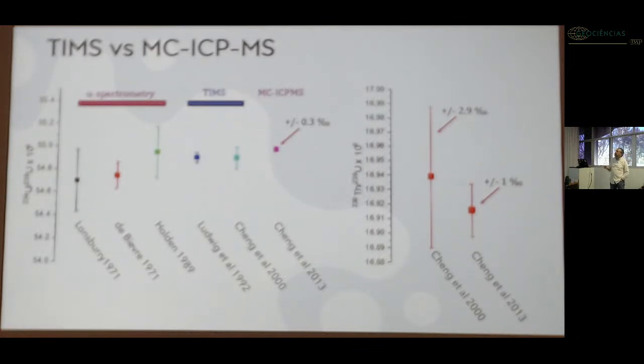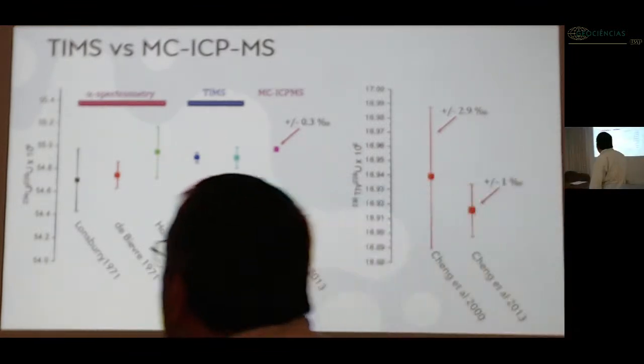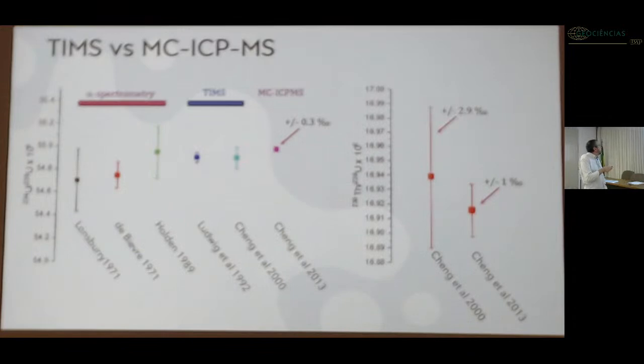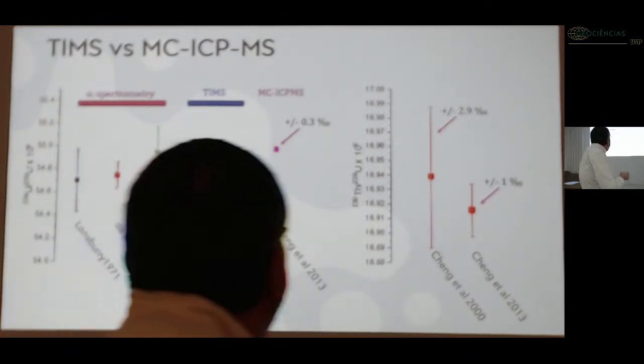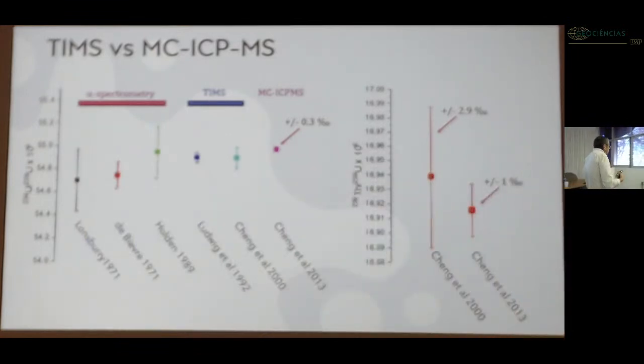Nevertheless, Hai Cheng in 2000 made these measurements of 234 to 238 in secular equilibrium, and this is the isotope composition that he reports for secular equilibrium. And then he repeated this similar exercise with more measurements, but with multi-collector ICP-MS, and you can see the reduction in uncertainty, really, really nice. This is also for 230 to 238 secular equilibrium.